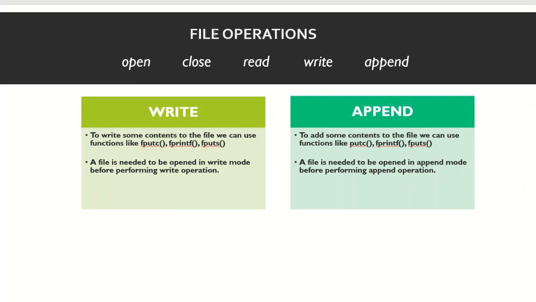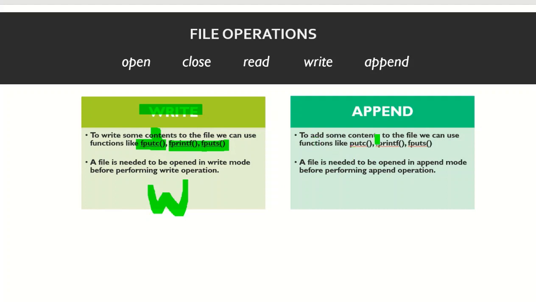The fourth operation is the write operation. In the write operation, the file handling functions are fputc, fprintf, and fputs. These functions can be used for writing some content to the file. So the file must be opened in write mode, w mode, before writing something to the file.